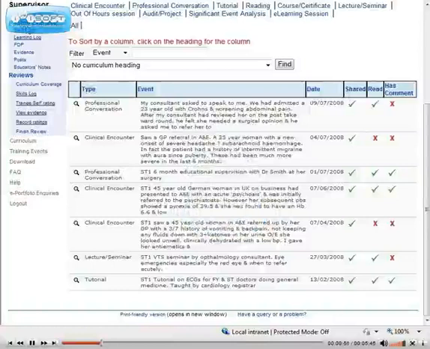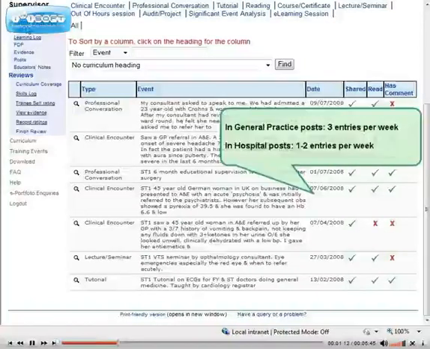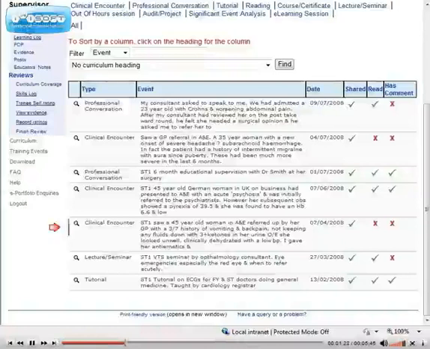Well, actually, before advising the trainee to add more, one thing I would check with them is to make sure they are ticking the Share Entry tab, in case they've got a few that are hidden away. But how many should they have, Ram? What's an enough number of entries? Well, if a trainee is reflecting on experience, you should expect to see at least 3 entries per week, and that's in a GP post. Maybe one relating to half-day release, another relating to a tutorial, and maybe one from something like a clinical encounter or a professional conversation, for example.